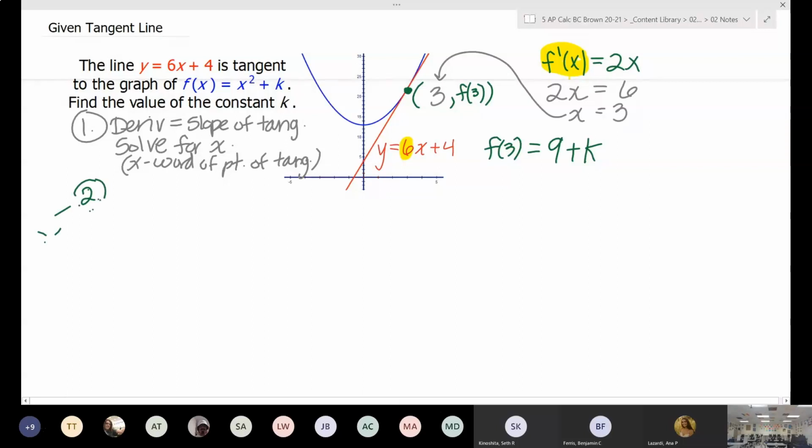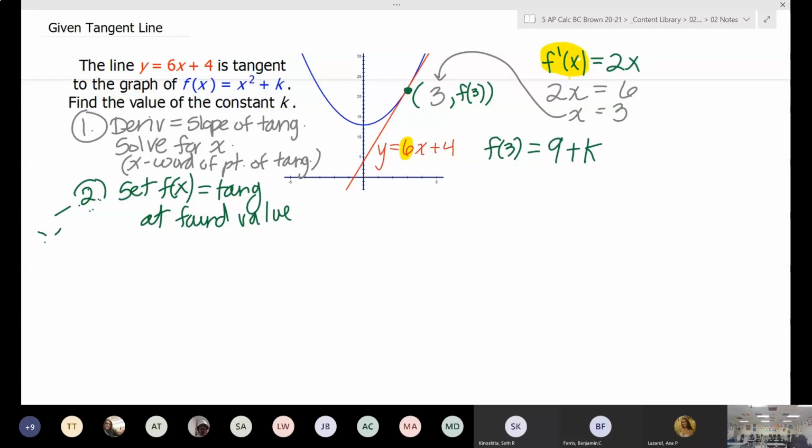Is you want to set f of x equal to the tangent at the found x value. Because as Anna said, that is the point of tangency. That point is on the graph and it's on the tangent line. It's the only point that is on both of them.